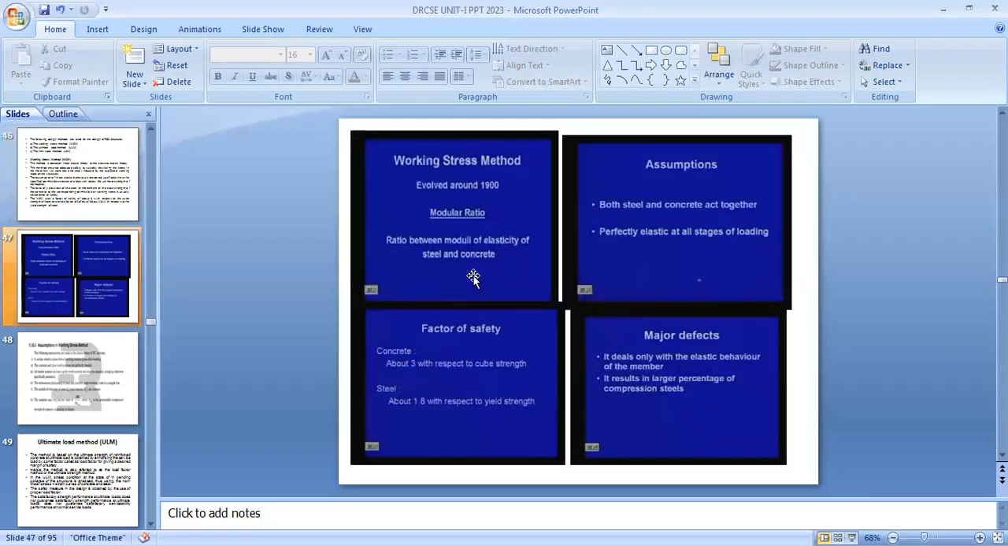So here you can see how we design by the working stress method. First we find the modular ratio, that means the ratio between the modulus of elasticity of steel and concrete. Here the factor of safety for the working stress method is with respect to strength. For steel, the factor of safety is 1.8. And the assumption here is that both steel and concrete act together. It is an elastic theory. The major defect in this method is that it considers only the elastic behavior of the member, with a larger percentage of construction steel.